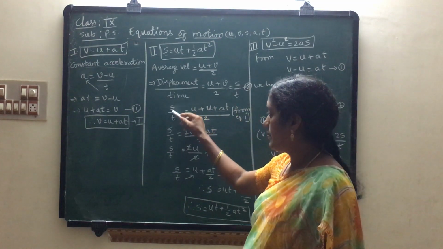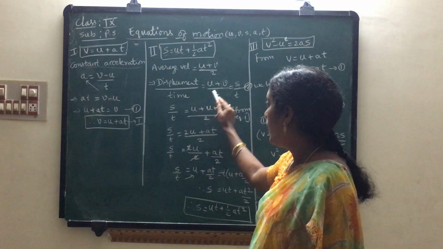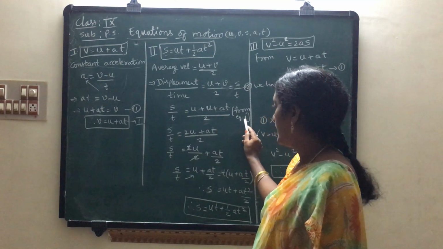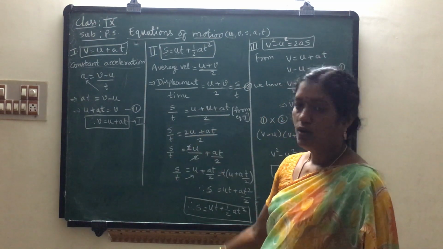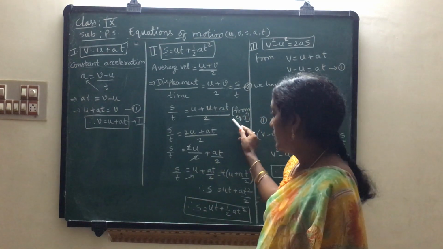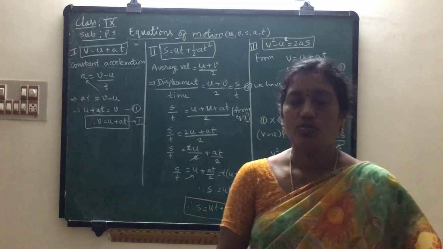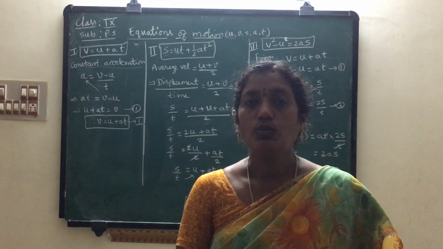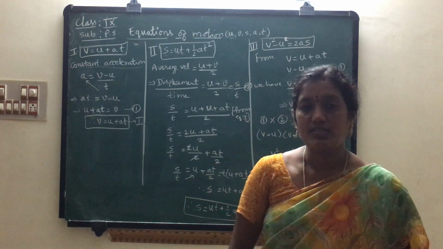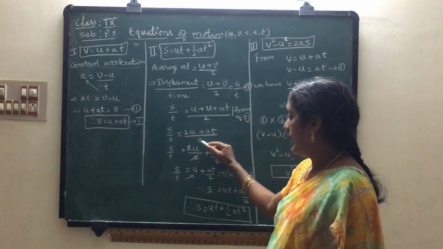Here S by t, I bring to the left hand side. So S by t is equal to u, and in place of v I am writing (u plus at) by 2. So here I get from equation 1, the first equation of motion. Now add u plus u, how much, children? 2u. We have added u 2 times, therefore its answer is 2u. So u plus u, 2u plus at, by 2.